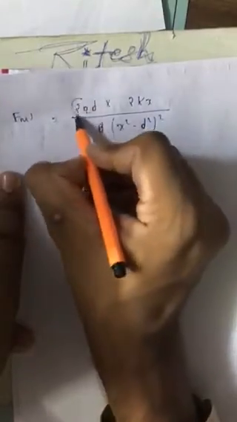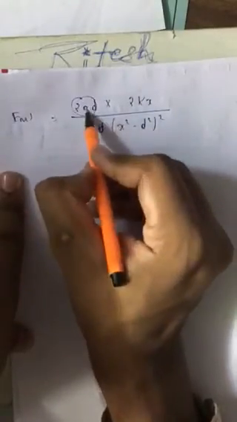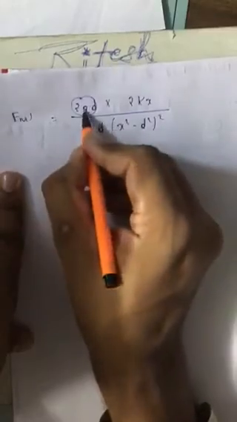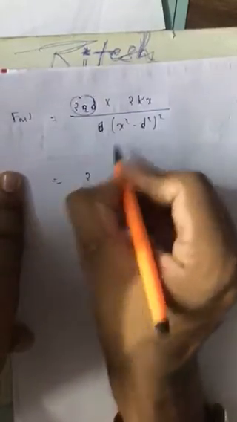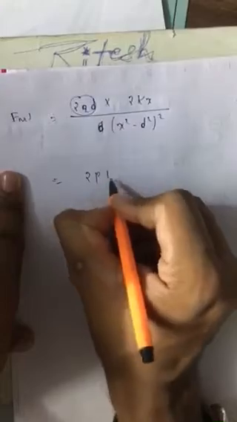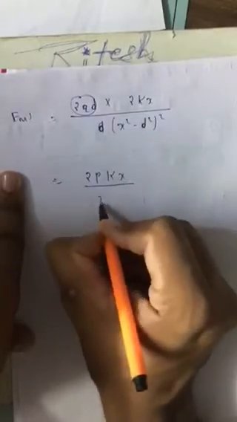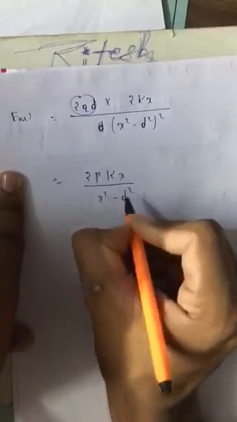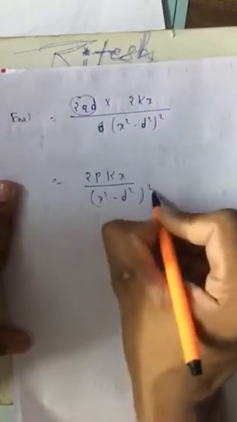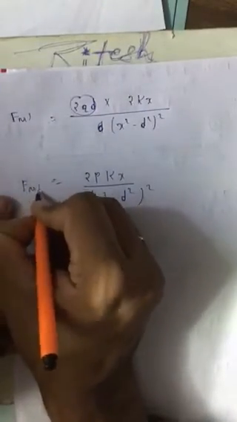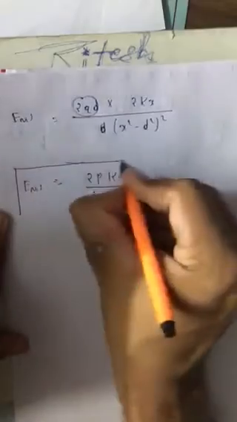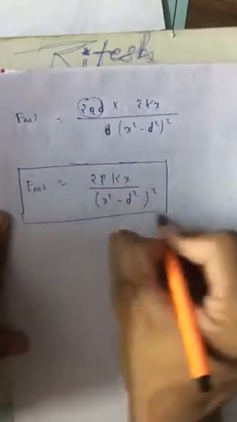So 2qd, what is this? This is the dipole moment. This can be written as p. So the final answer is 2pkx upon (x square minus d square) whole square. This is the formula for the net electric field. Okay.